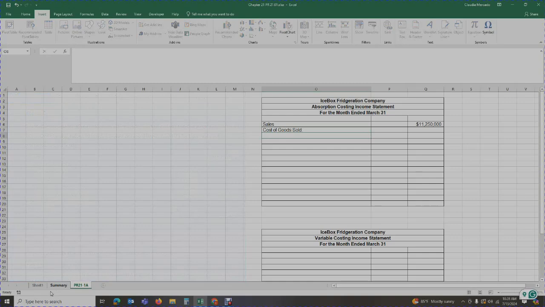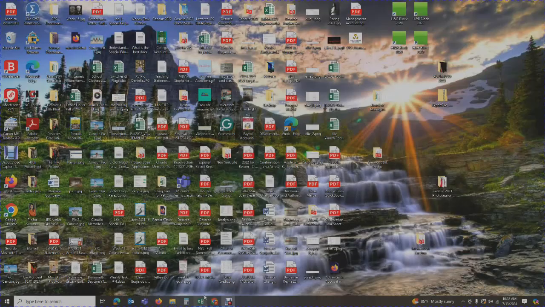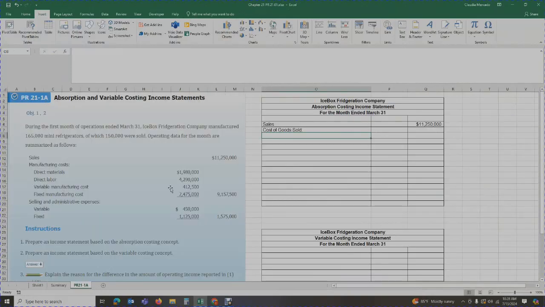Okay. So let's go back to the summary. Okay. So we have our sales minus our cost of goods sold. Now under the cost of goods sold, we have what we manufactured. Where do we go? Over here. Okay. So how much did we spend in the manufacturing of those mini fridges? Okay. So that is the cost of goods manufactured and they give you a total already. The manufacturing costs are your direct materials, direct labor, variable manufacturing costs, and fixed manufacturing costs. And they give you the total of $9,157,500. That is how much you spend manufacturing those mini fridges.